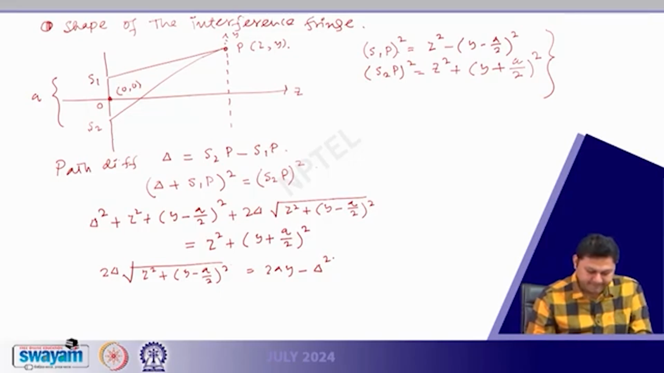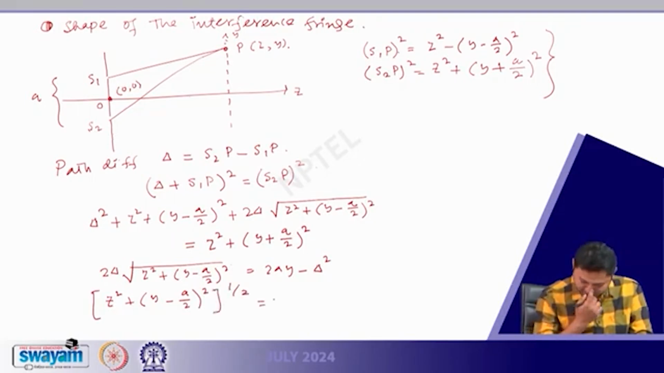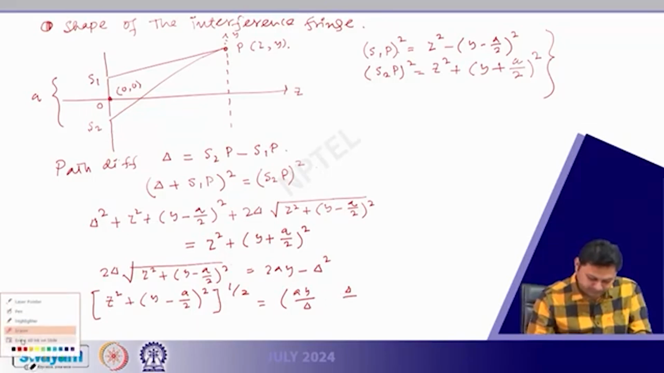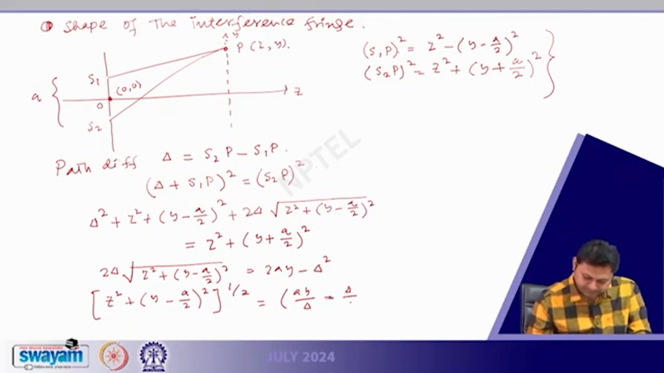Okay, or we can divide this here. So z square plus y minus a by 2 whole square, whole to the power half, is equal to ay by delta minus delta by 2.